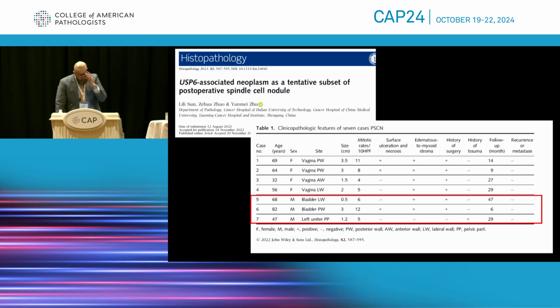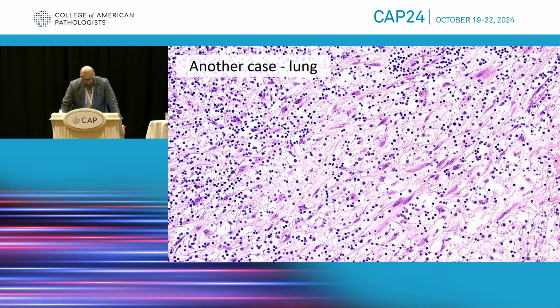However, a recent paper from China suggested that maybe there are occasional USP6 rearrangements in bladder myofibroblastic proliferations. In this study, they had 7 lesions, 3 of which are from the urinary tract and were actually positive for USP6 rearrangement. So although in our project we weren't able to find any of those, perhaps it does occur, as there were 3 out of 7 in this study. The remainder in this study were vaginal, so perhaps it's more common in other sites to have actual USP6 rearrangement.